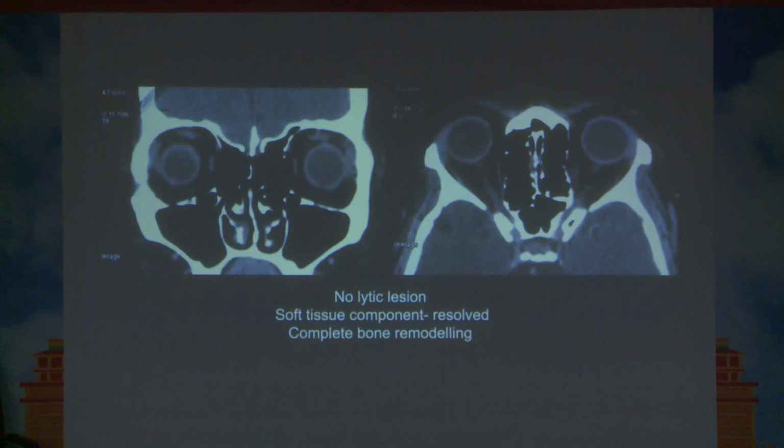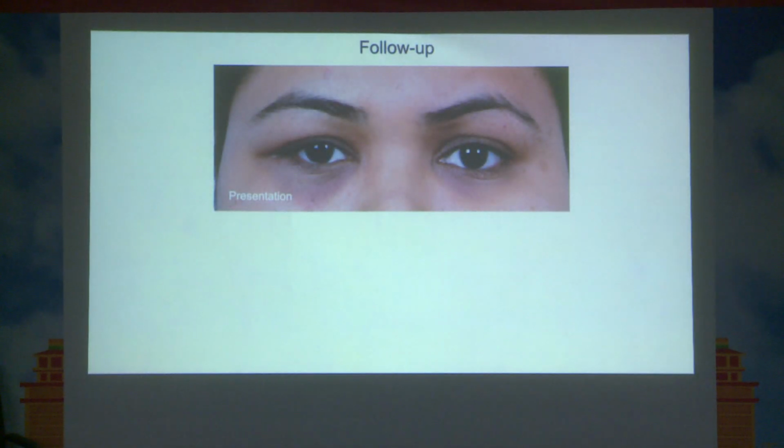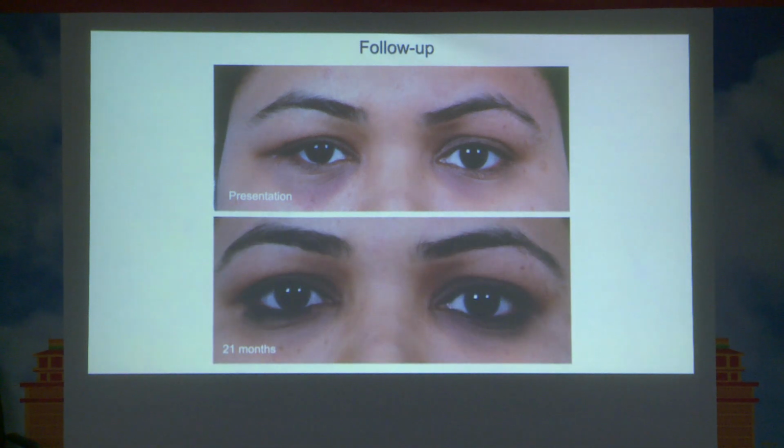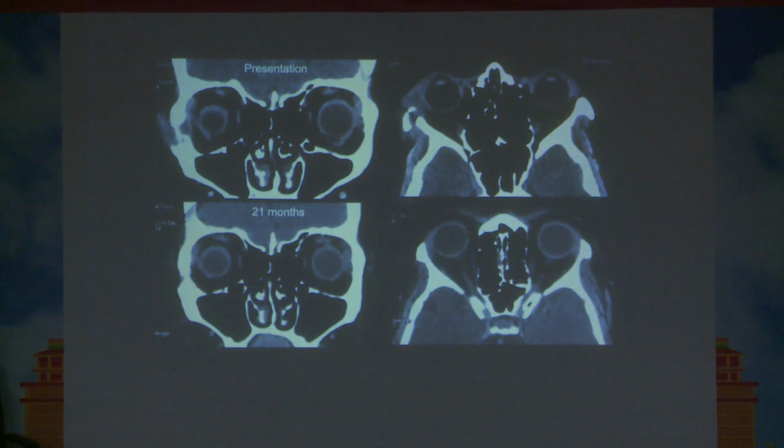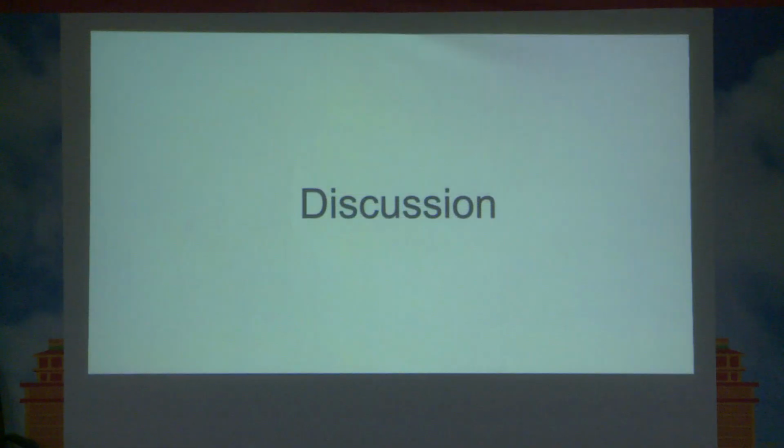beautifully the bony remodeling can be fully seen. There's no lytic lesion seen, and soft tissue component has fully resolved. Hence, this is the presentation. This is her picture at the presentation, and this is at 21 months of follow-up. And as you can see, there is full bone remodeling and complete resolution of the disease that can be seen.